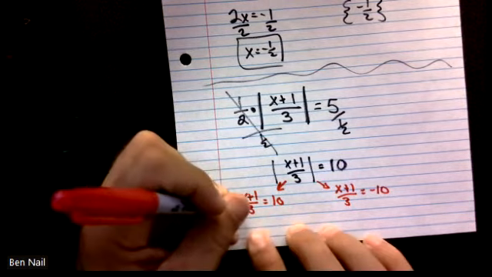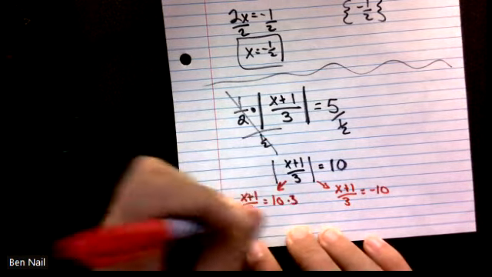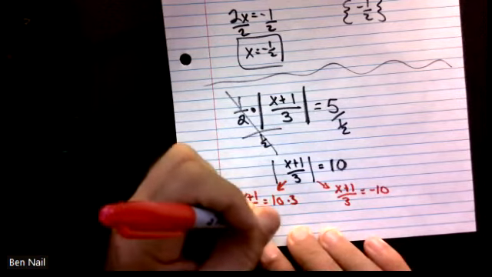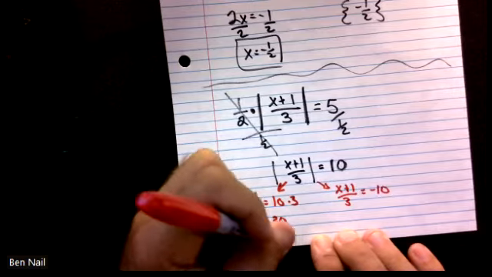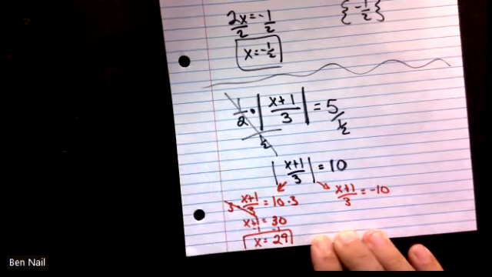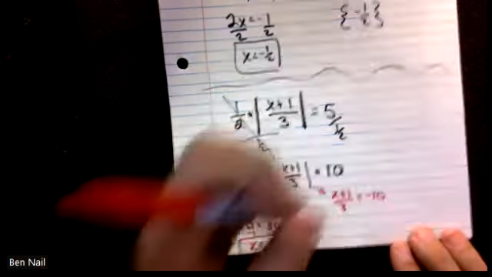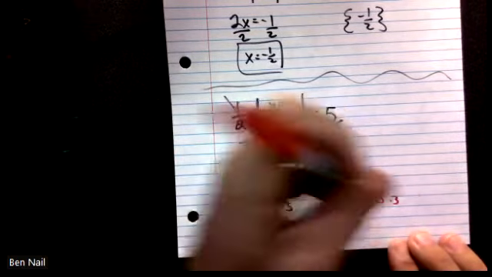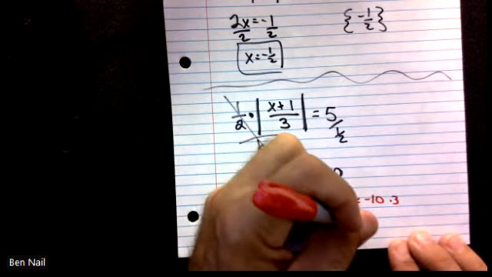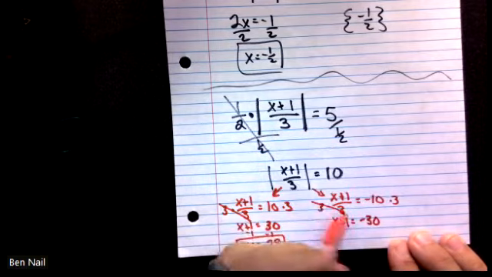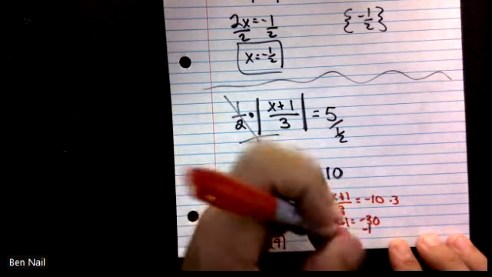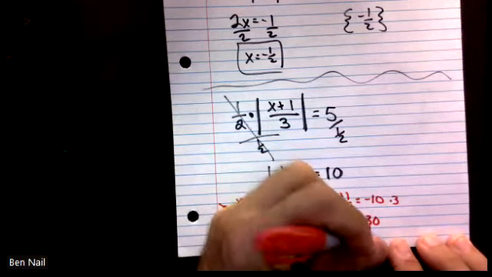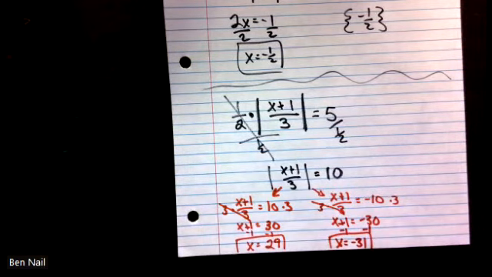Okay, the opposite of dividing is to multiply. X plus 1 equals 30. Subtract, subtract. X could equal 29. Same steps. The opposite of dividing is to multiply. Negative 10 times 3 is negative 30. Subtract, subtract. X could equal negative 31.